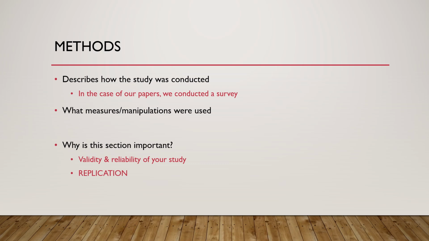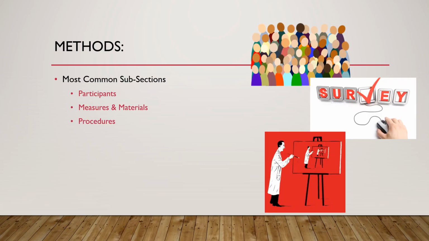Because remember, science is iterative. Science is people building on what's already been done. So they have to be able to know what you've done and be able to recreate it and add their own little variation. So the common subsections of the methods section are thus. We have participants, so who was studied, the measures and materials as already described, and then the procedures. How did you actually go about the process of getting participants and administering your measures and materials?